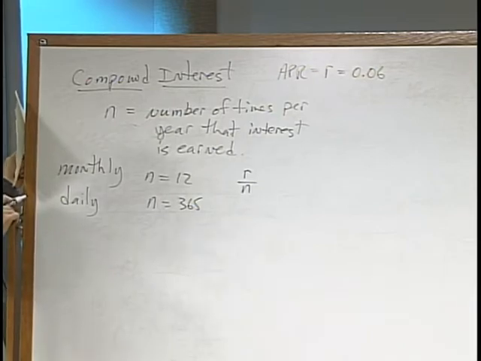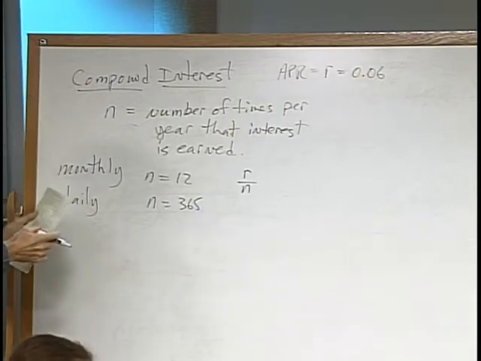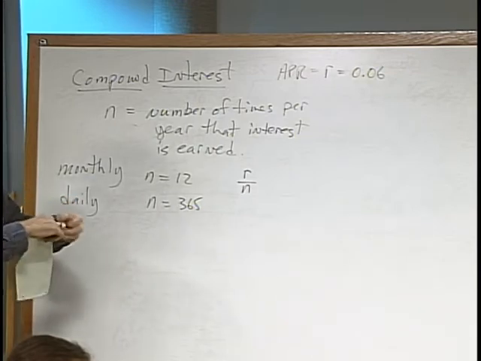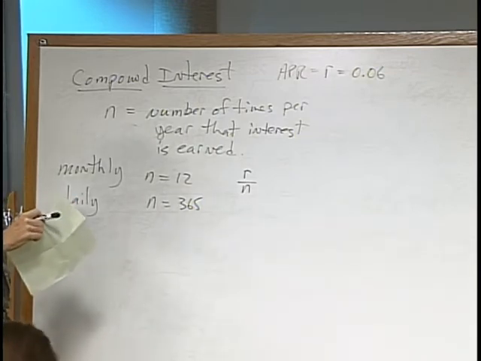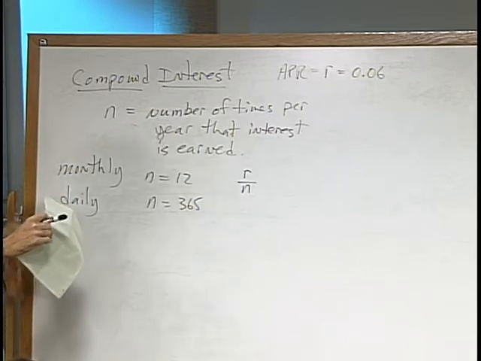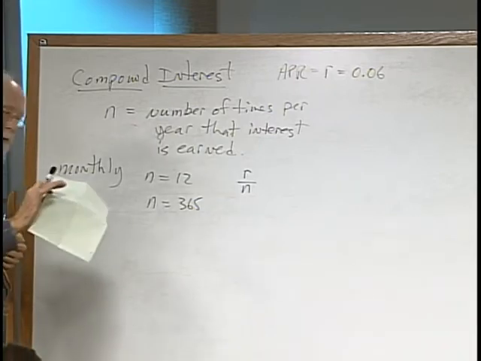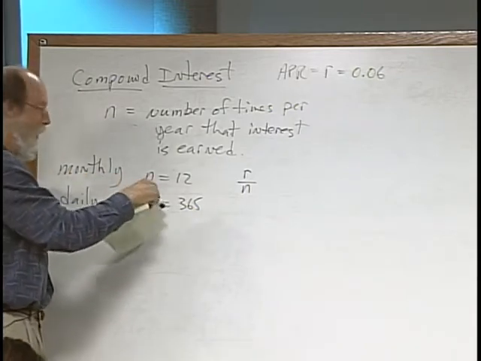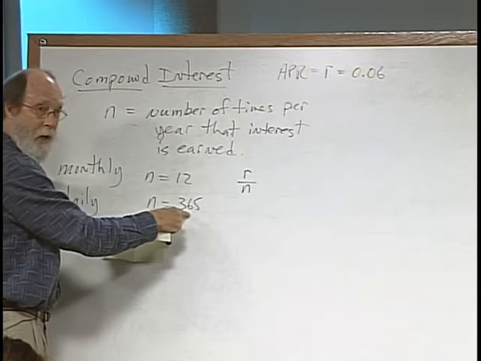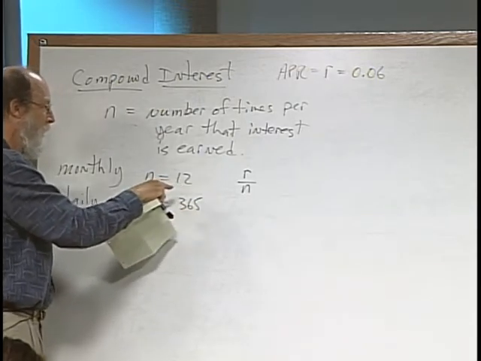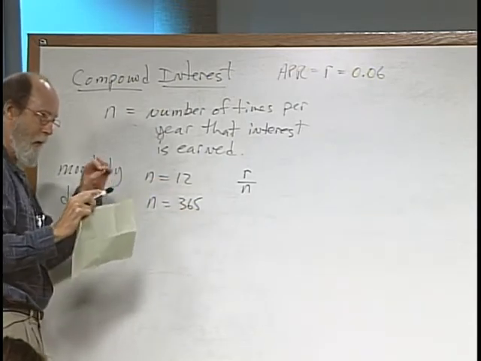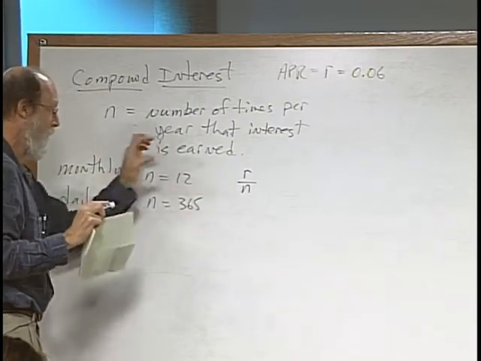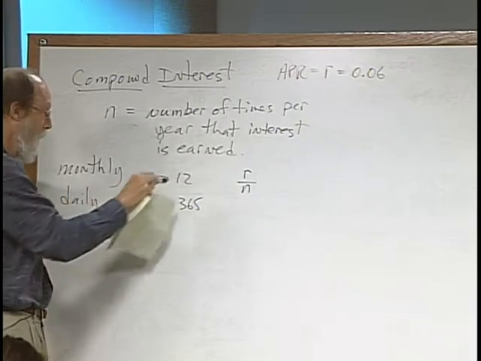Actually, isn't the more times you do it, the more money you make, assuming you have the same interest rate per year? Yes, you are going to make a little more. Now you think you're going to make a lot more, like if you go from, say, monthly compounding to every day. But what's going to happen is the amount of interest that you're going to earn for each of the earning periods is going to become less and less.